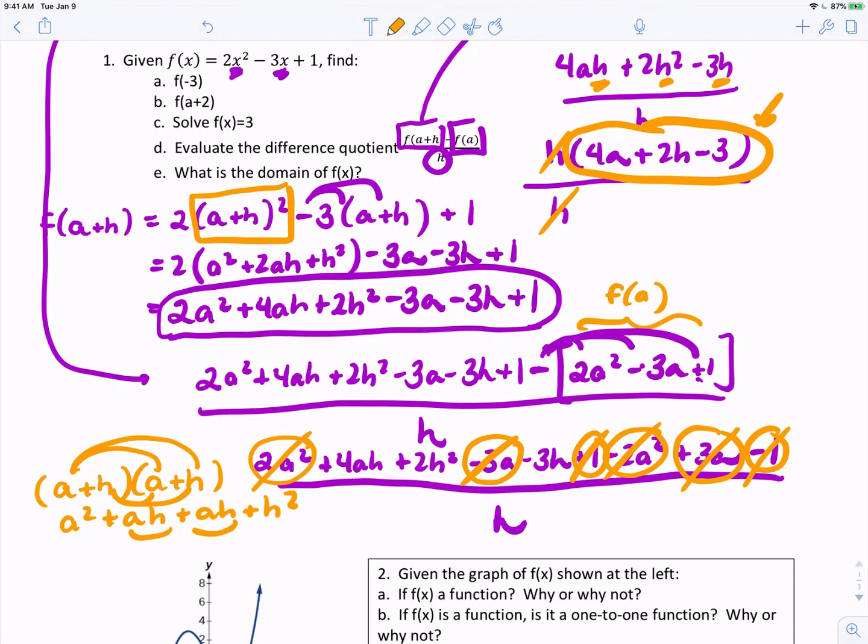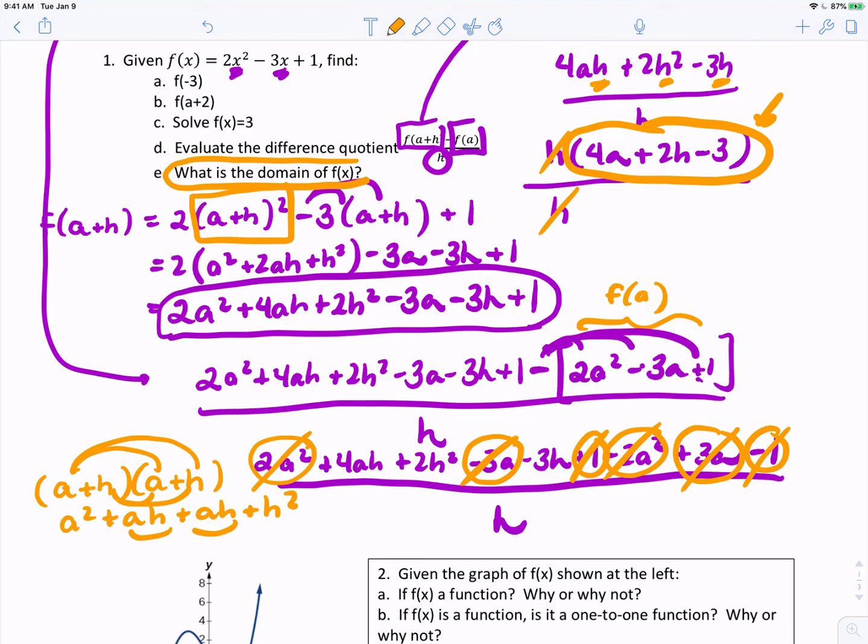I know that's a lot of tedious algebra, but you want to really practice that because that's going to be so useful to you when you start calculus. And the last question in number 1, let's see if we can squish it in somewhere. What is the domain of f of x?